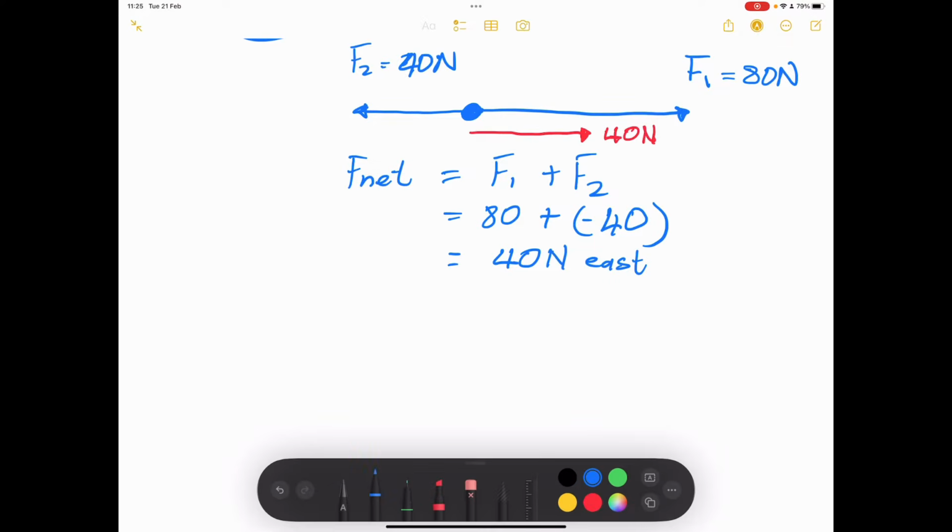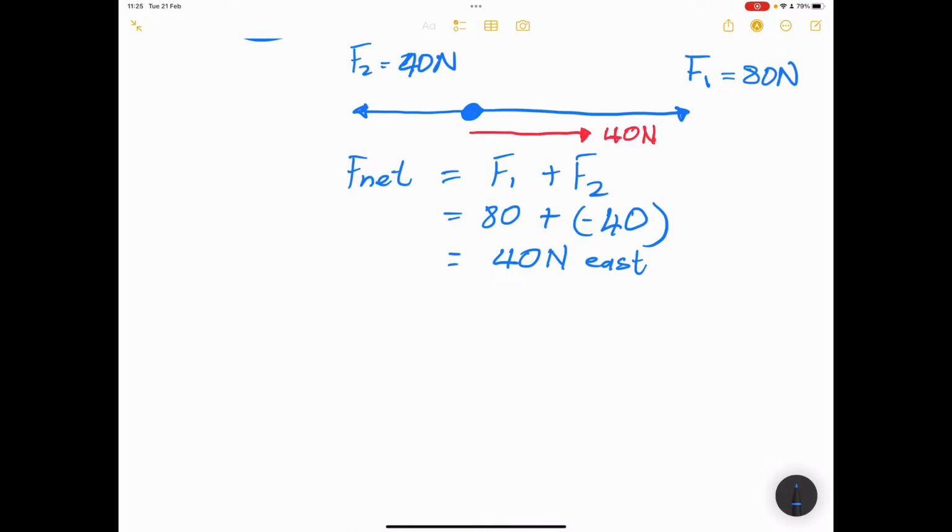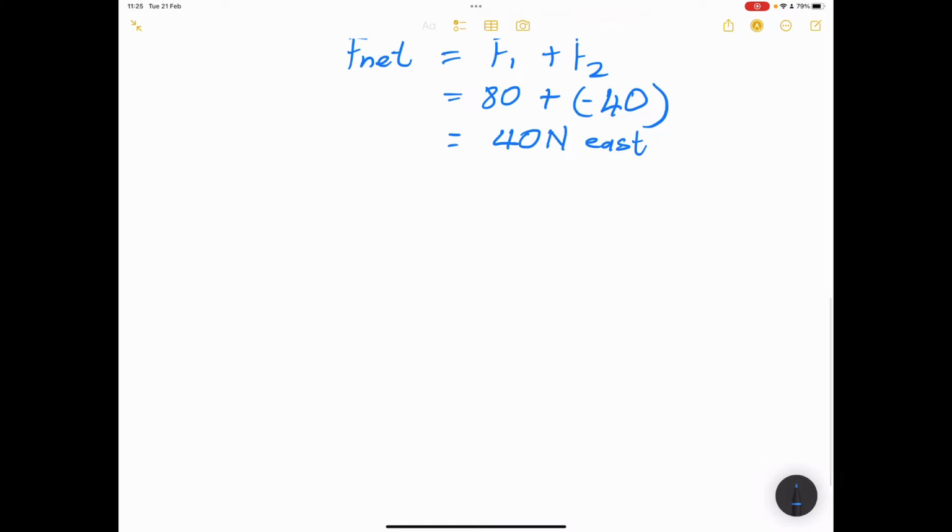The same would be applied if we had those forces acting vertically, right? If we had, say, for argument's sake, a force that was acting vertically, say, upwards, it could be force, it could be distance, any vector, right? So if we had a force, let's just say, for argument's sake, that's 100 newtons upwards, and we've got another force that is acting vertically downwards, right?